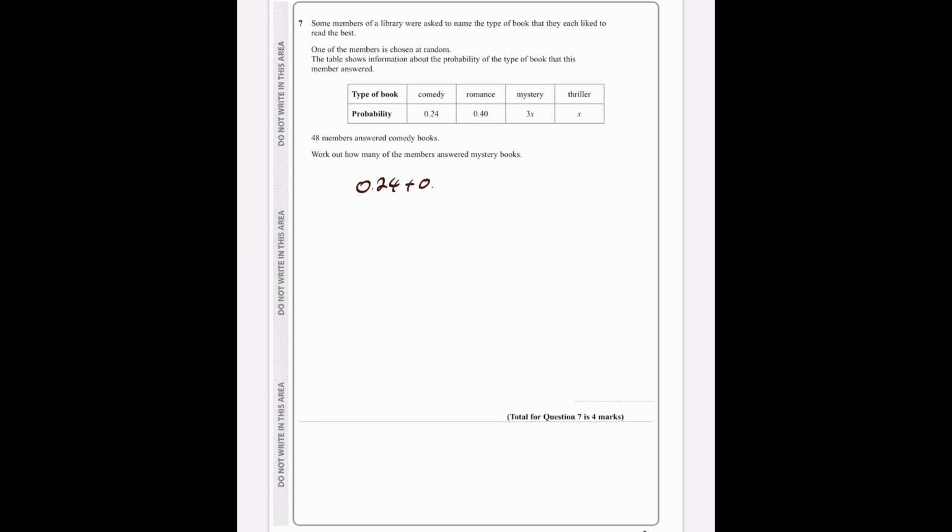Question 7 is the probability question. We know that for a discrete random variable, the probabilities are going to sum to 1. So I'll add together each of the probabilities, and we can solve the equation to find x. I'll bring the 0.24 and 0.4 onto the right-hand side, divide by 4, we get x equals 0.09. We want to work out the probability of the mystery books, so I'll times that by 3 to get 0.27.